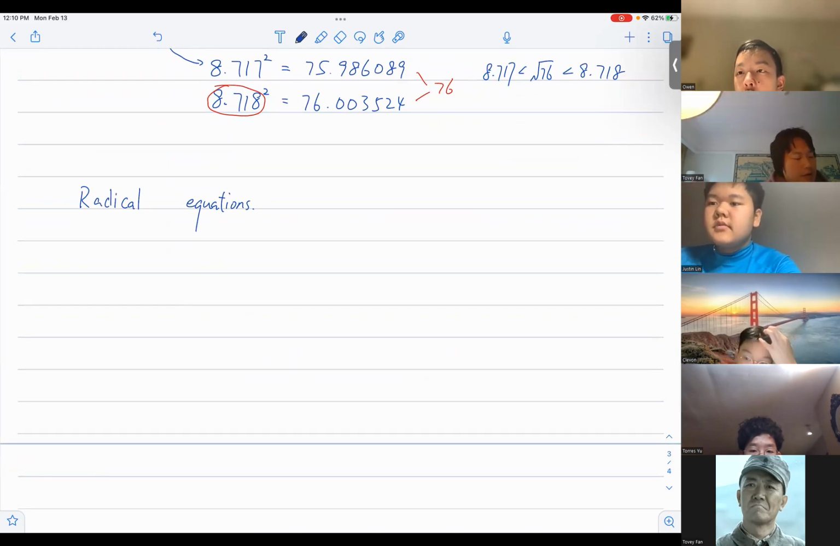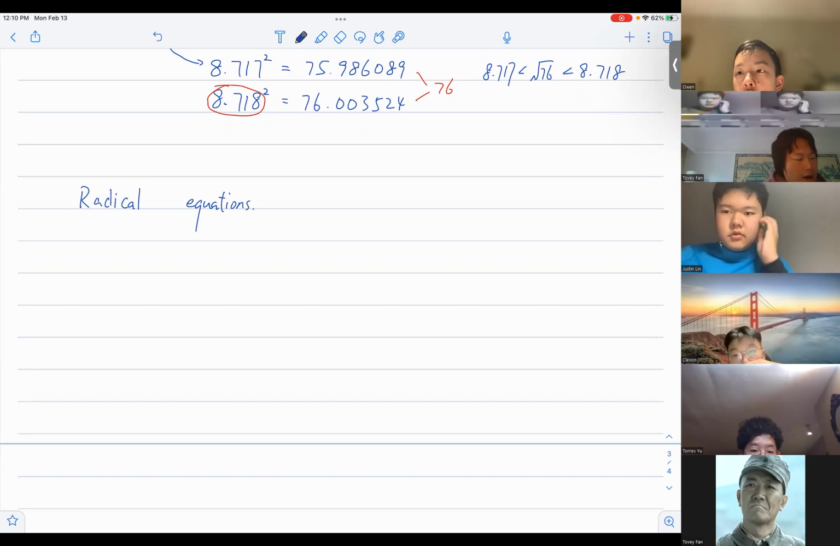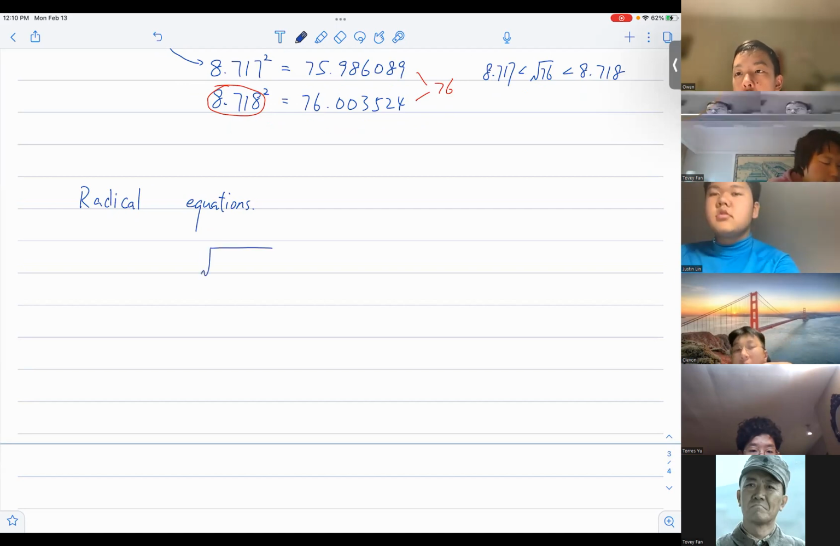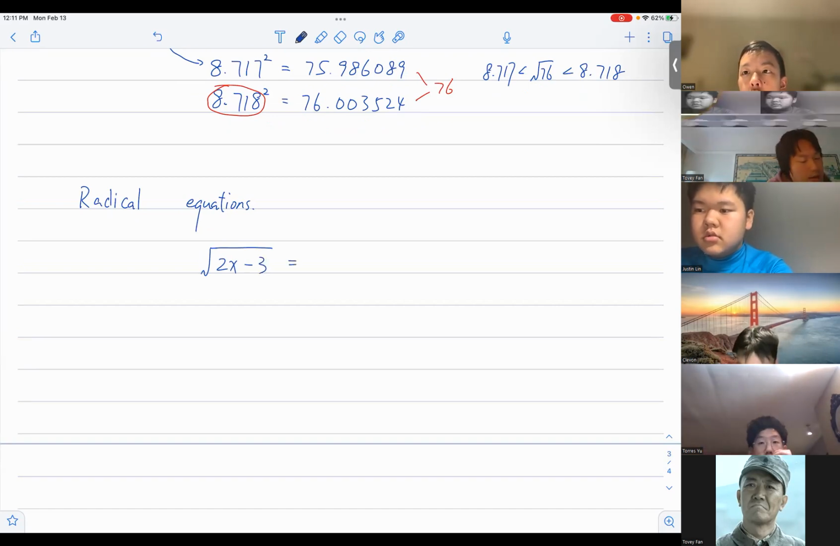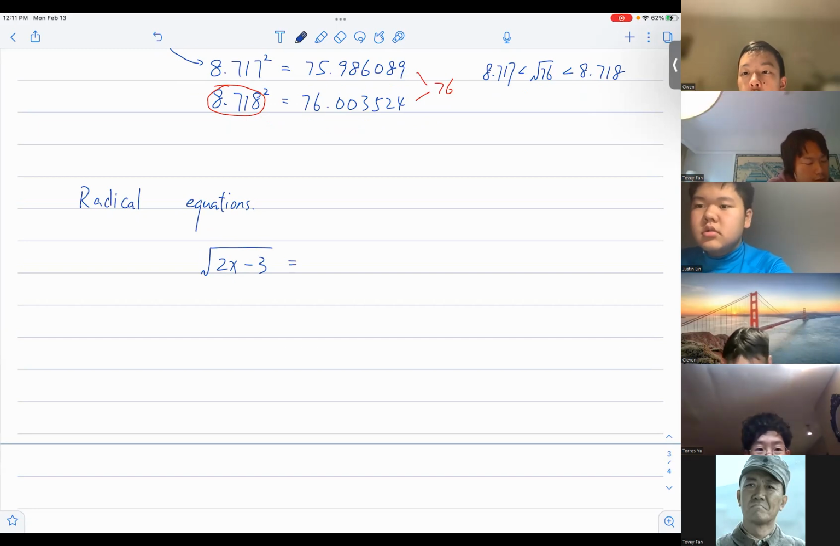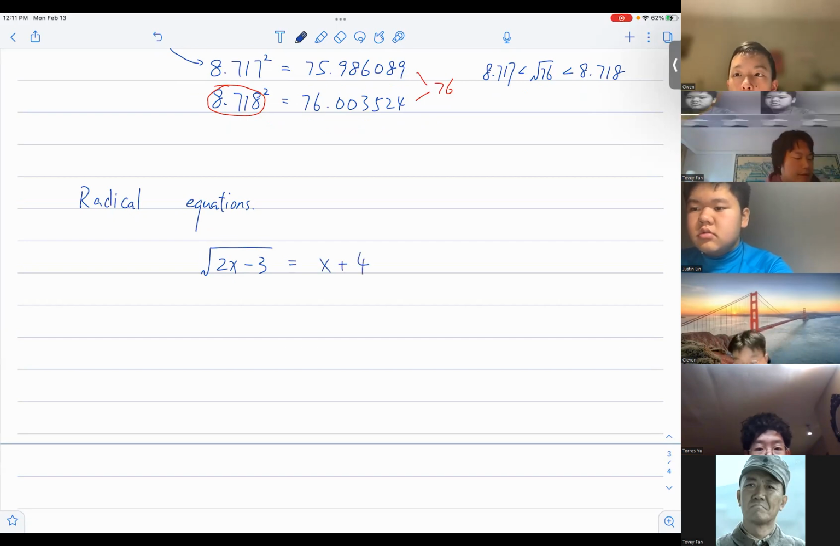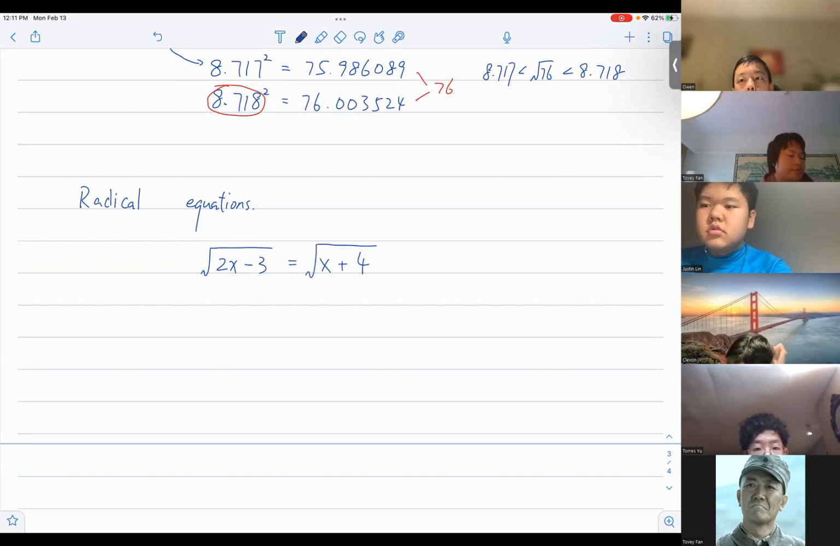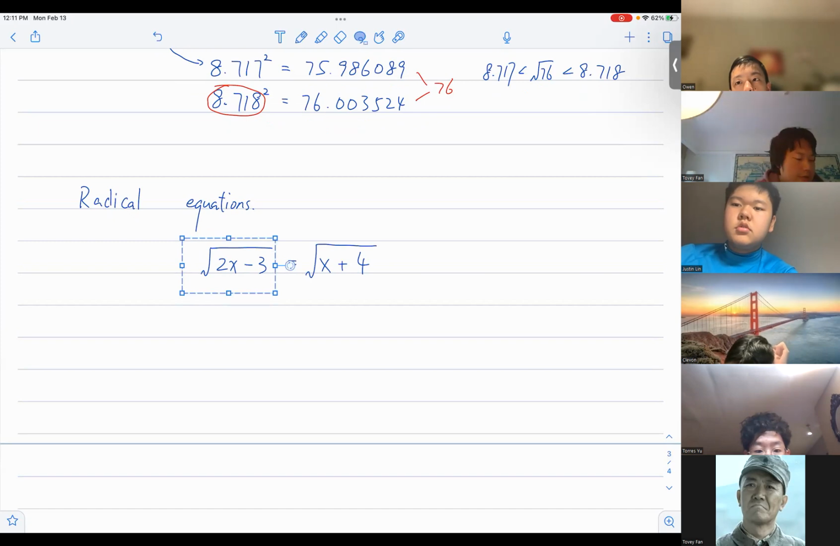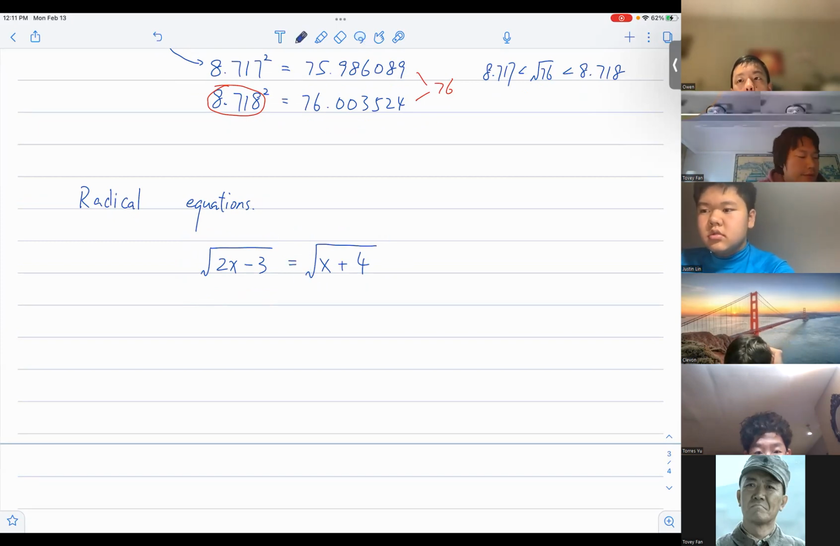So radical equations are equations that have a radical sign in it, right? So that would be something like a radical sign, let's say √(2x − 3) equals to √(x + 4), something like this. Or maybe another square root. Let's say root something equals root something, or maybe the other side doesn't have a root. But anyway, as long as I have a root in it, that's a radical equation.